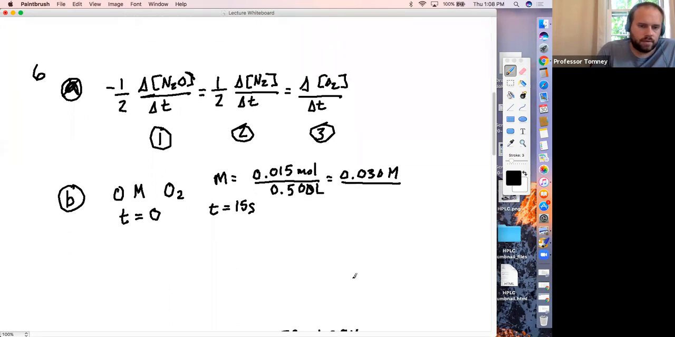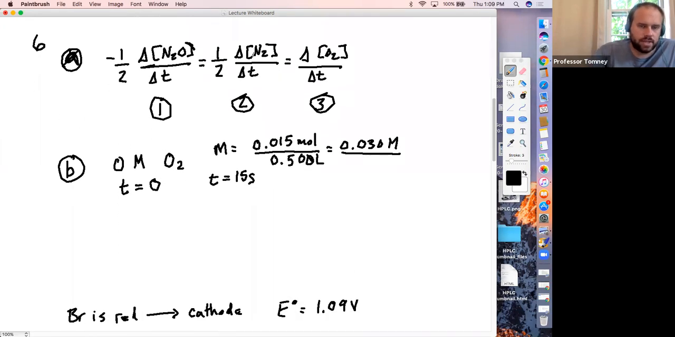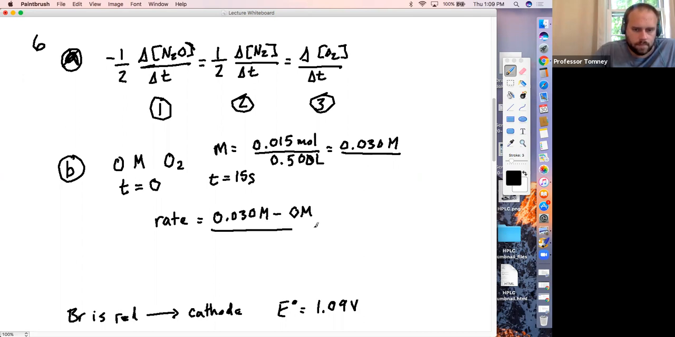Now, the way that I can find the rate, because this is a change, delta means change, I'm looking at the final minus the initial for the top and the bottom. So rate here is going to be equal to the change in concentration over the change in time. The change in concentration: the final concentration was 0.030 molarity minus 0 molarity. And the change in time was 15 seconds minus 0 seconds.